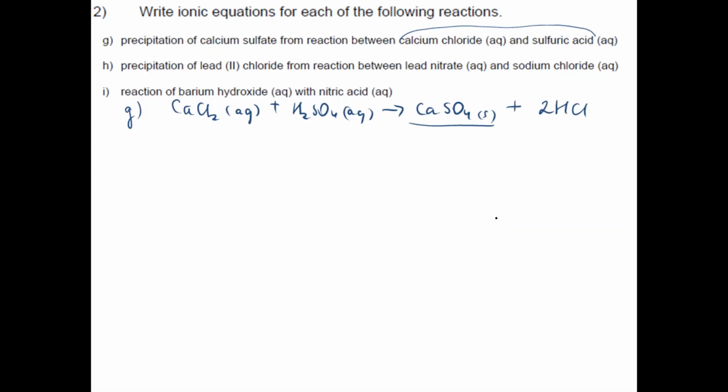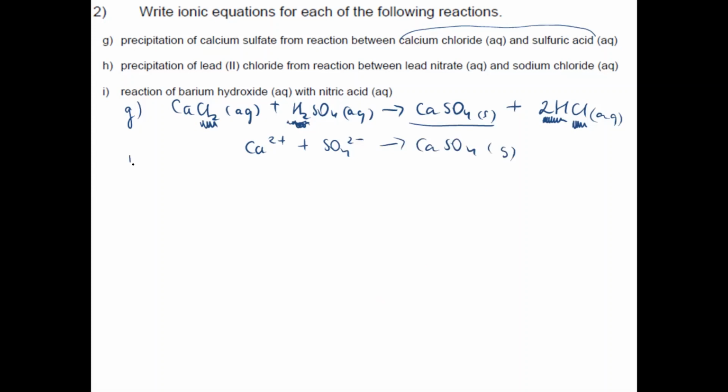So what we're going to do is have a look at which things are going to cancel. So you've got your H pluses here, because that's also aqueous. So we look at the aqueous things only. That's why I started on the right. And then the Cl and Cl are both aqueous. So these are going to cancel. So we're left with Ca2 plus from here, plus the H2 is gone. So we've got SO4 2 minus, gives you CaSO4 solid.